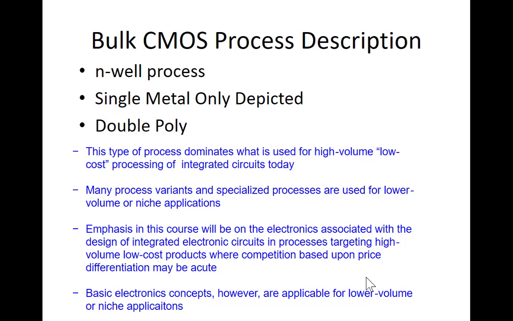So this is an in-well process. I'm going to only show a single metal in the slides that follow, and it's a 2-poly process. Some processes have 2 polys, some have 1. This type of process dominates what's used for high-volume, low-cost processing of ICs today.